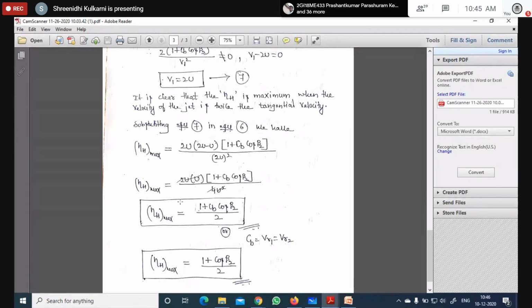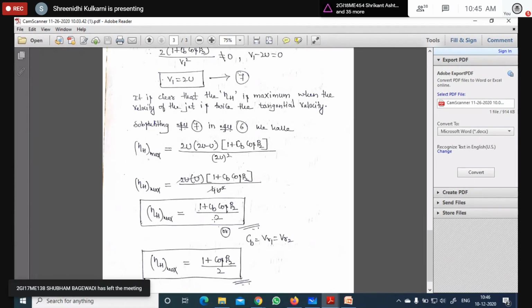So finally we get the maximum hydraulic efficiency. Why is it the maximum? Because we are substituting v1 is equal to 2u; only then do we get the maximum hydraulic efficiency. So finally we get 1 plus cb cos beta 2 divided by 2. The maximum hydraulic efficiency is given by 1 plus cb cos beta 2 divided by 2.